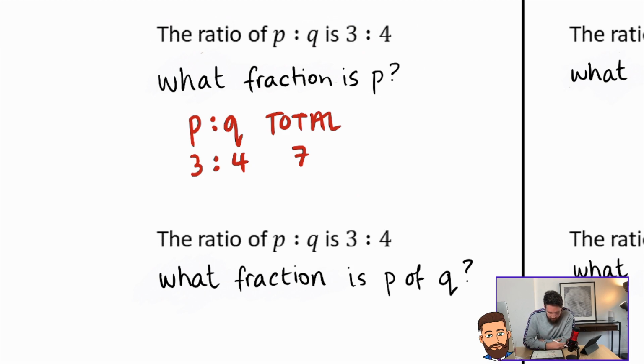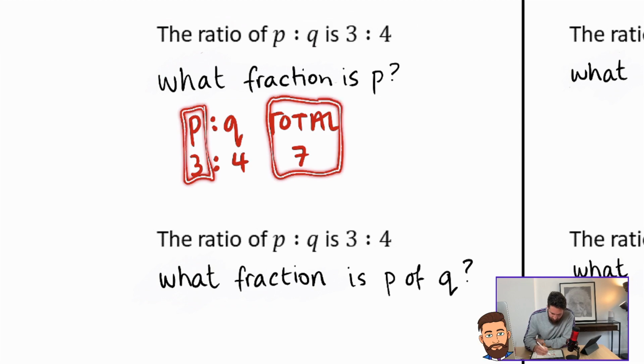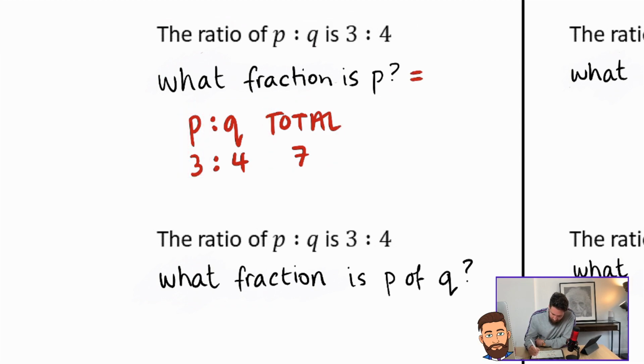From here, it asks us, what fraction is P? Well, P is 3 parts out of a total of 7. So the fraction of P, to answer this question, is 3 parts out of 7 parts, because we're talking about the whole.